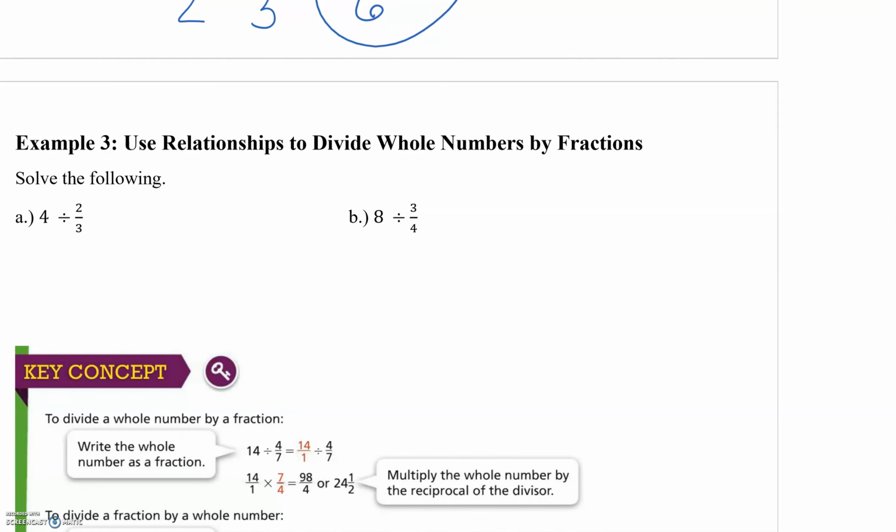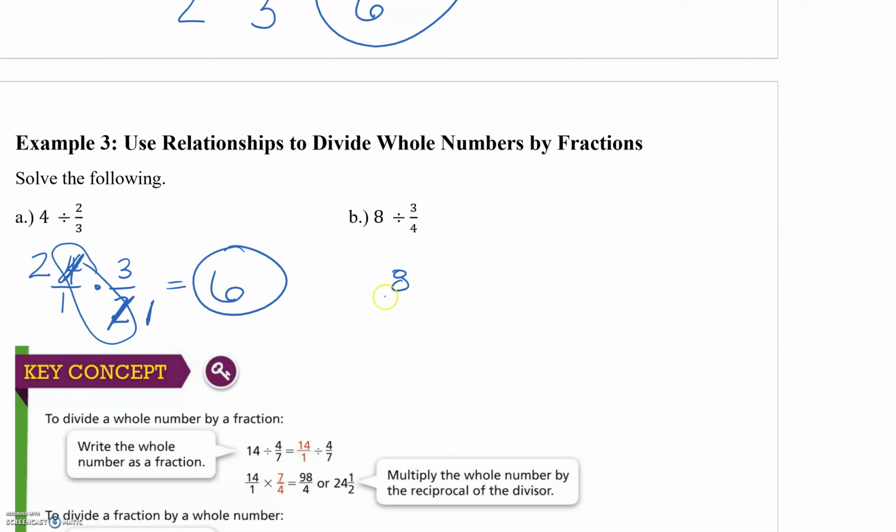Here we have example 3, where we're using our relationships to divide whole numbers by fractions. It's some more practice here, guys. So we have 4/1. We're going to change and then flip. Okay, looking again, those can simplify: divide by 2, 1, divide by 2, 2, multiply across, we get 6. And over here we want 8/1, change and flip.